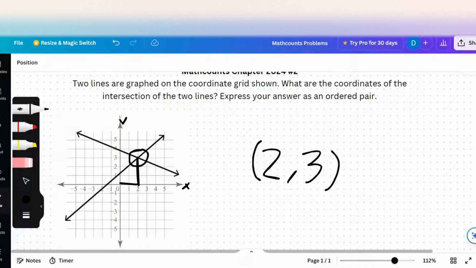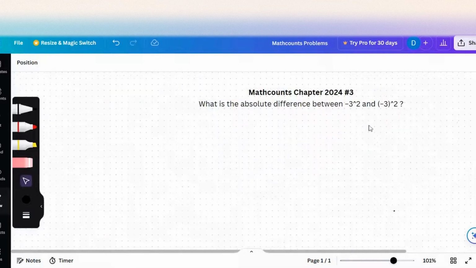If we didn't have the image, it would be a totally different problem, and it would give you the equations of the lines instead of the actual image. But we don't have to worry about that because it gives you the image. So that's how you solve problem 2. It's just 2, 3. Moving on to problem 3.